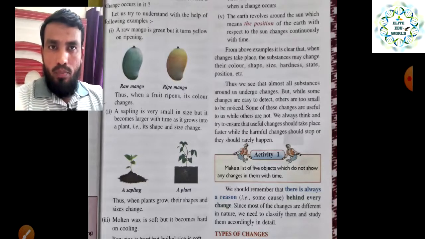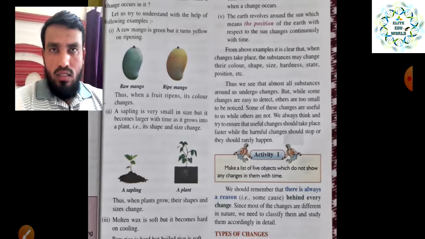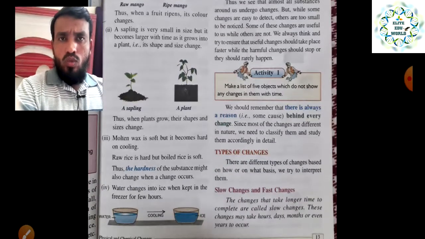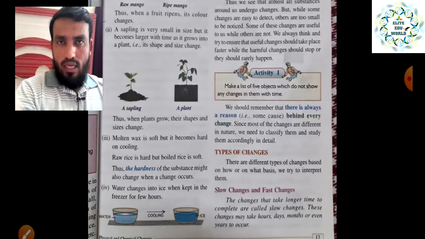Its shape and size change. When we see it very small, afterwards it will become a big tree. So its shape and its size become very large. The shape is also very different from before. So both changes are there. The change in shape and the change in size also happen. So when a plant grows, its shape and size change. This is the second example.